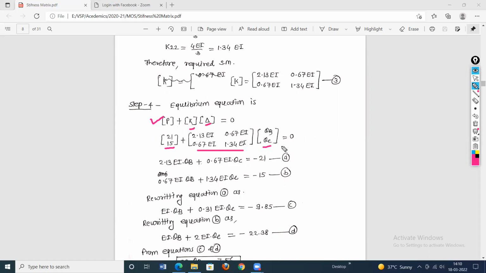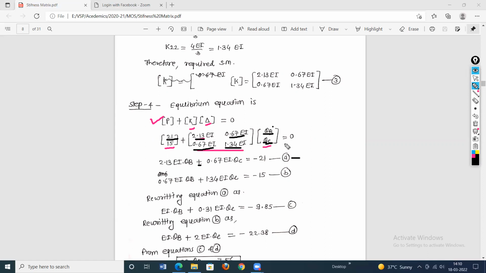Now first of all, do the multiplication between this K matrix and delta matrix, and this equation converts into simultaneous equations, two equations. The first element: 2.13 EI into theta b plus 0.67 EI into theta c is equal to, the value 21 taken on the right side, becomes minus 21. Call this equation A.